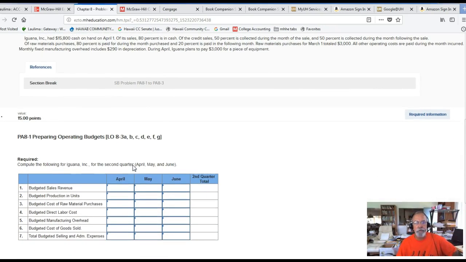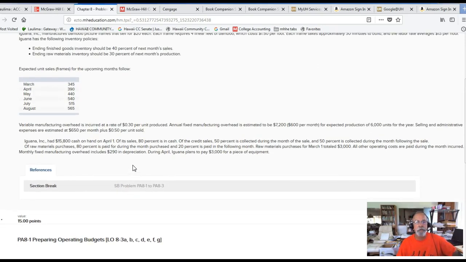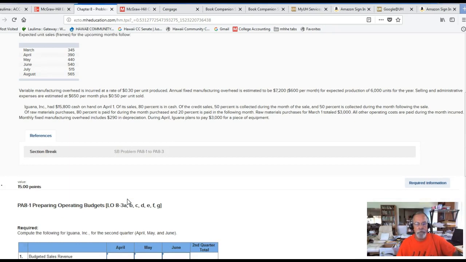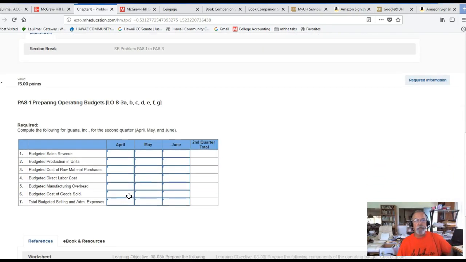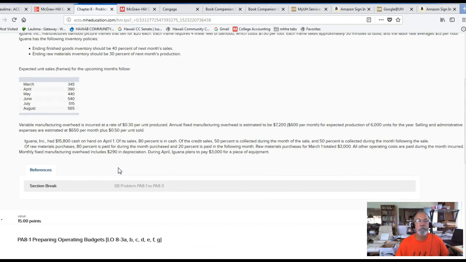Okay, let's see. This is a lot of information. We need to take this apart and attack this one item at a time. So the first thing that we are being asked to do is come up with budgeted sales revenue for April, May, and June.